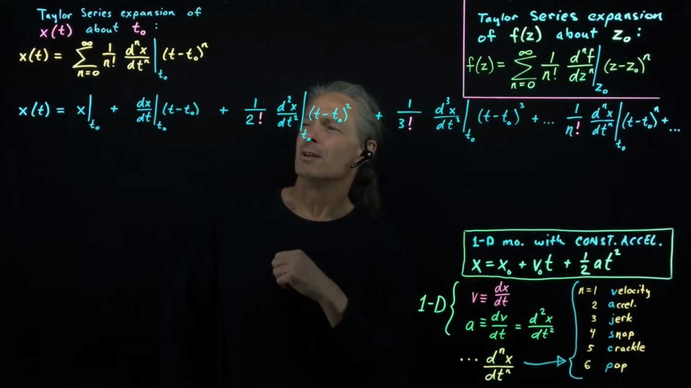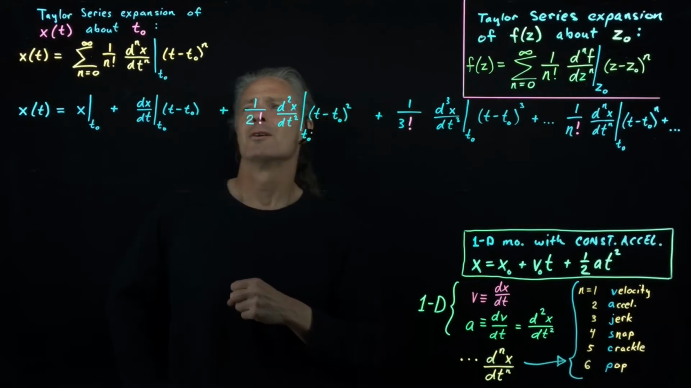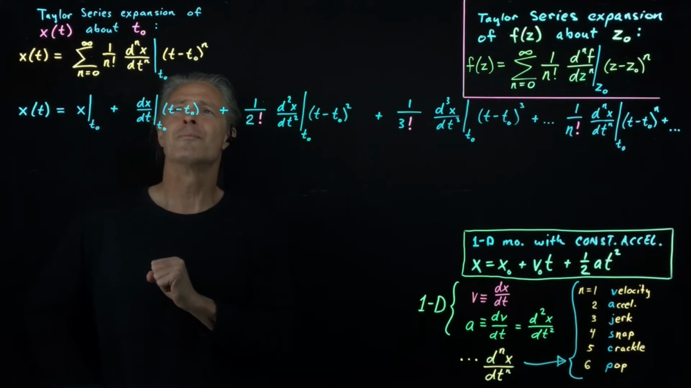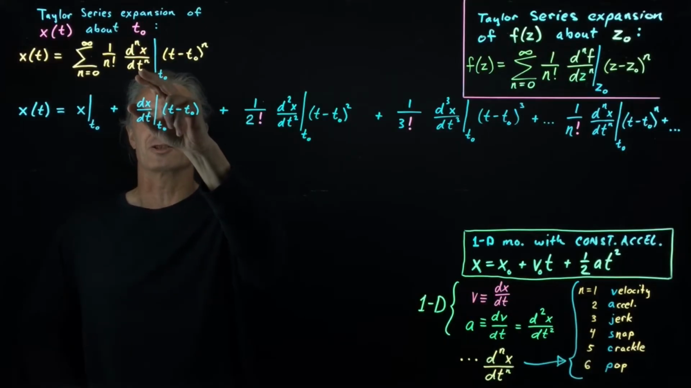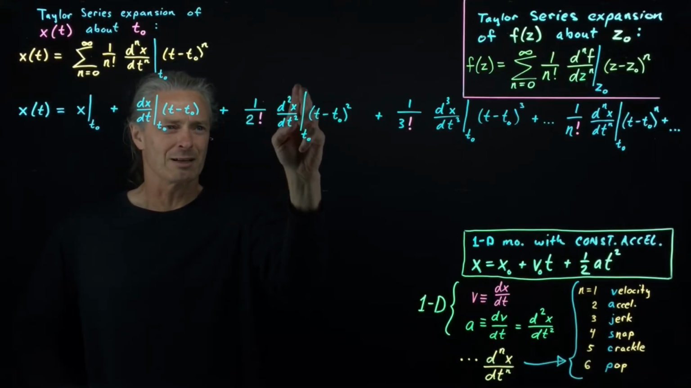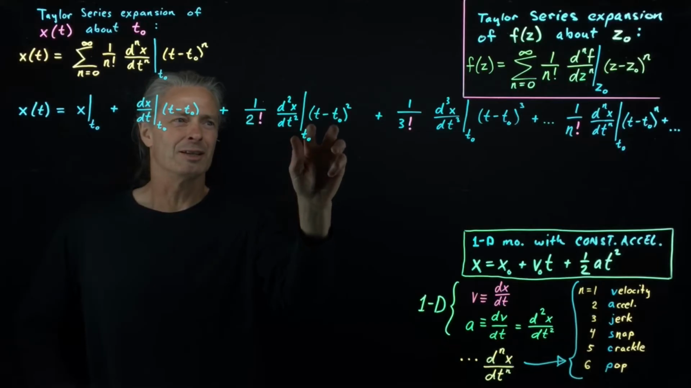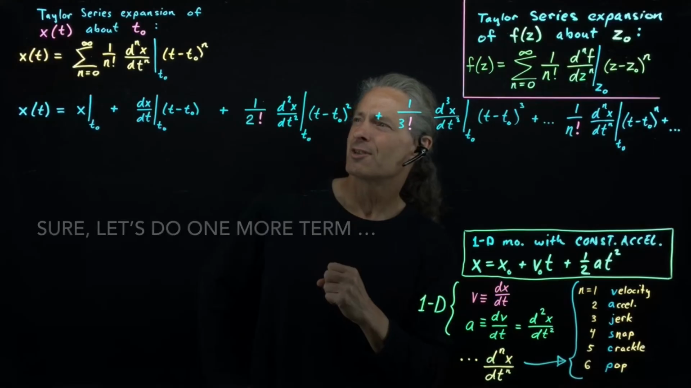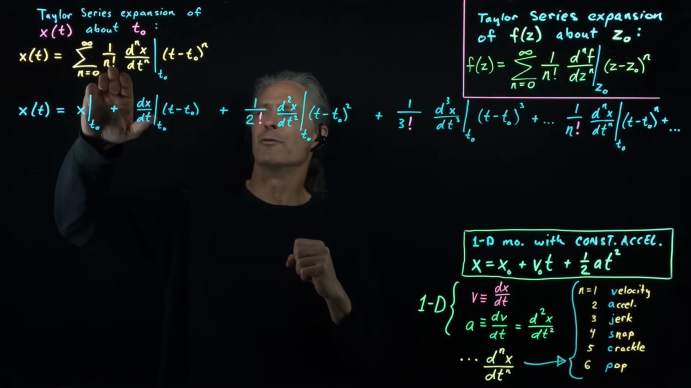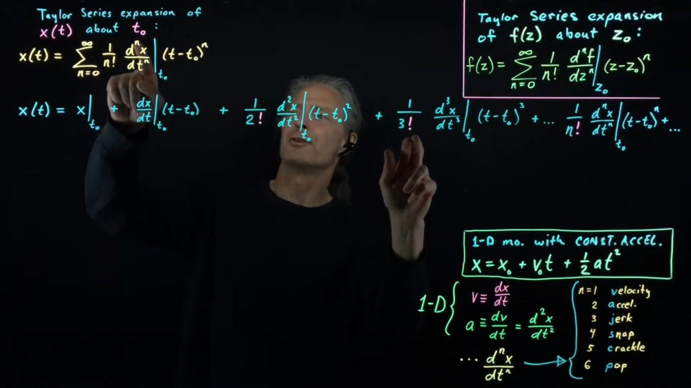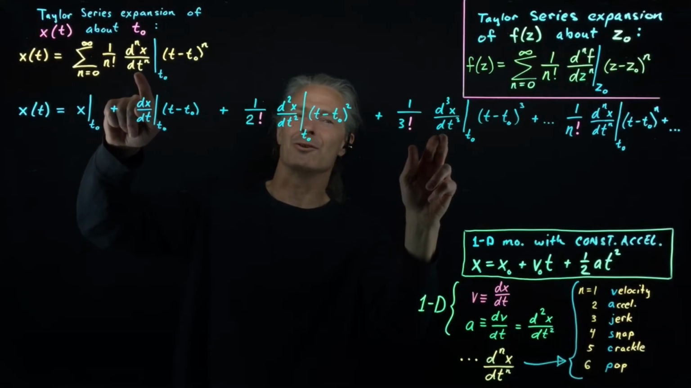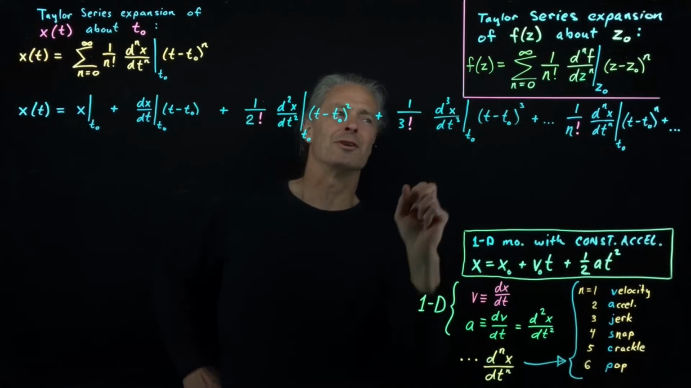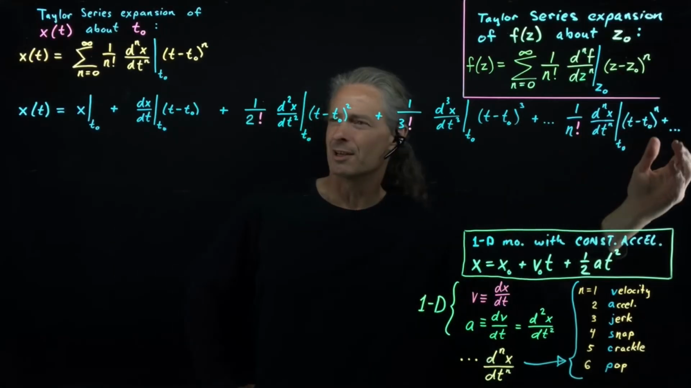Great. Now, for the n equals 2 term, we'll have 1 over 2 factorial, that goes right here. We've got the second derivative of x with respect to t, that goes right here, evaluated at t sub 0, and then this is to the second power. For the n equals 3 term, we'll have 1 over 3 factorial, the third derivative of x with respect to t, that goes right here, evaluated at t sub 0, and then this to the third power, and then so on through the nth term and beyond.